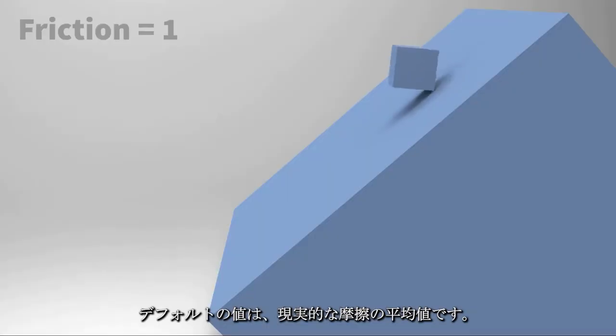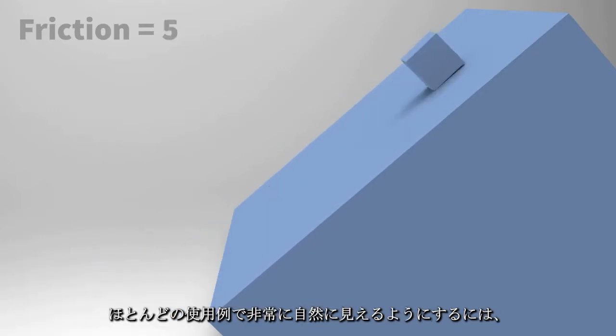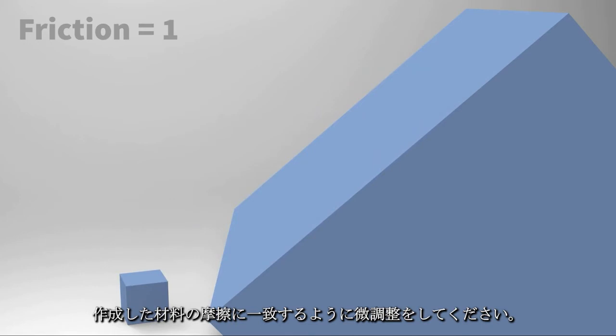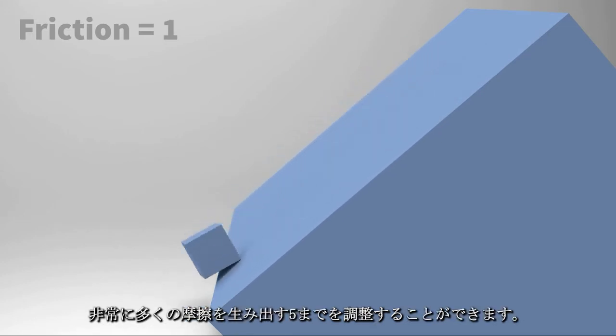In context to friction, the default value is a general average of realistic friction in a real-world environment. Obviously, different materials moving against each other will exhibit different levels of friction, so be sure to adjust this setting to match your created material's perceived friction when simulating. 1 tends to look very natural for most use cases, but the parameter can be adjusted from 0, meaning no friction, to 5, which essentially creates so much friction that your object will not slide at all.